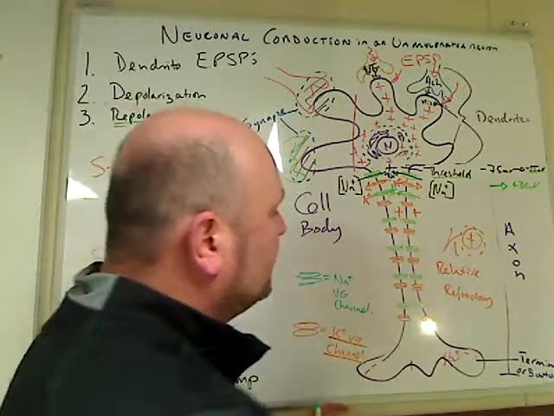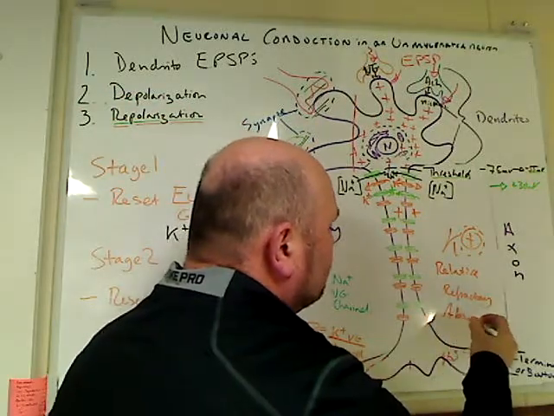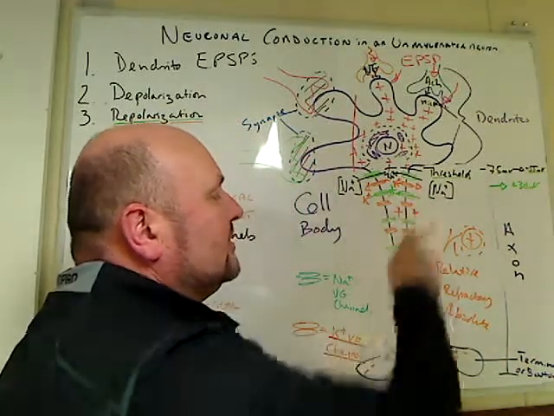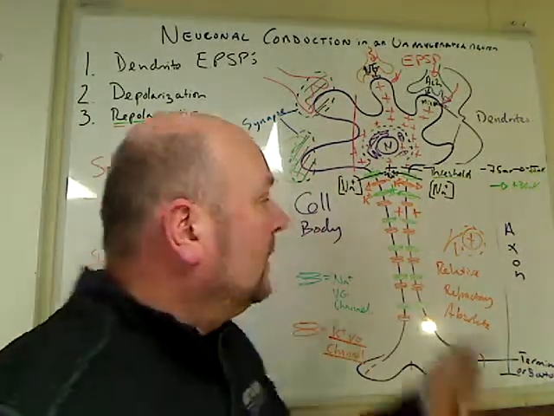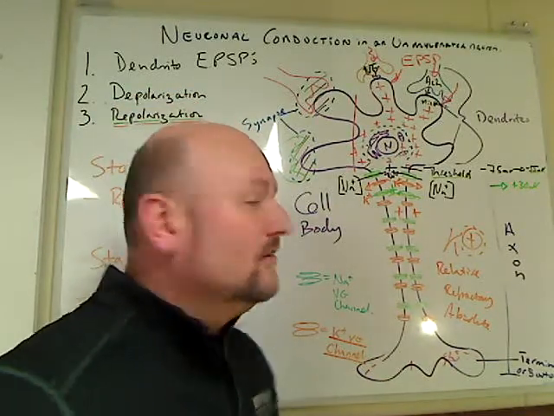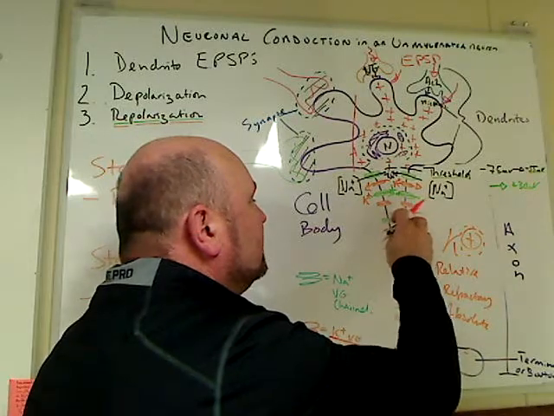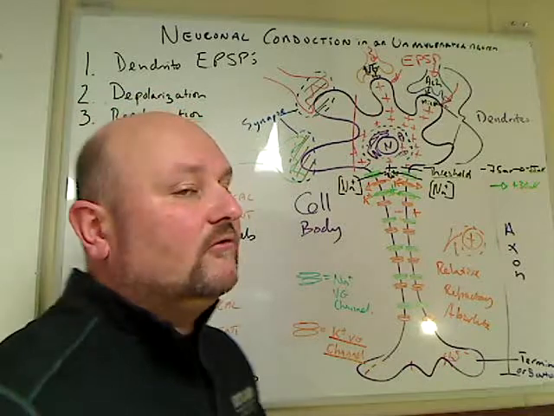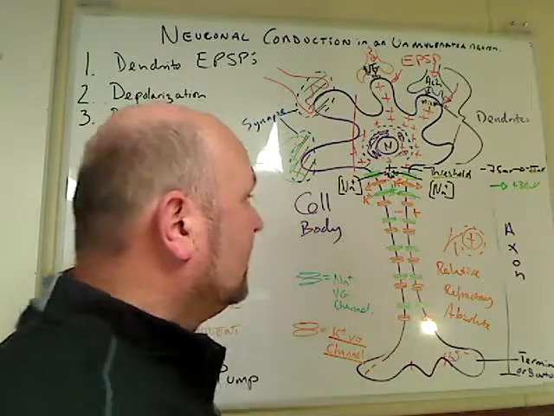Absolute refractory is when it's still like this and the potassium hasn't done its job. At that point you can't depolarize anything because there's no polarization there. So once the potassium leaves and you have reset your electrical gradient, you are halfway to resetting the neuron.